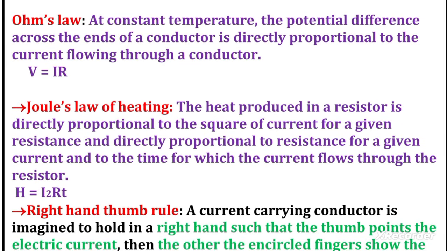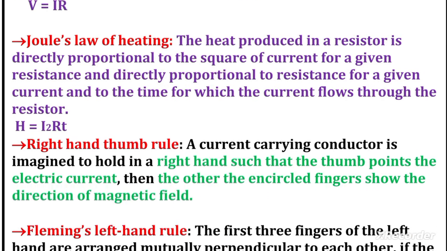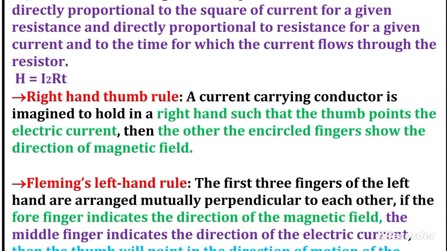Joule's law: the heat produced in a resistor is directly proportional to the square of the current for a given resistance, and directly proportional to the resistance for a given current, and to the time for which the current flows through the resistor. Formula: H equals I squared R T. Next question, right hand thumb rule. Most important.